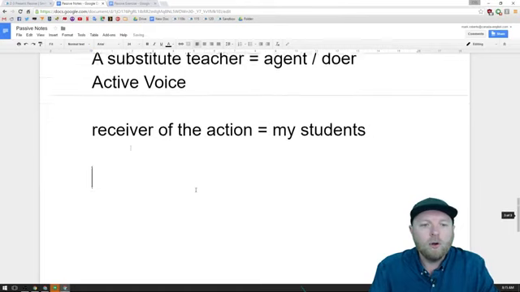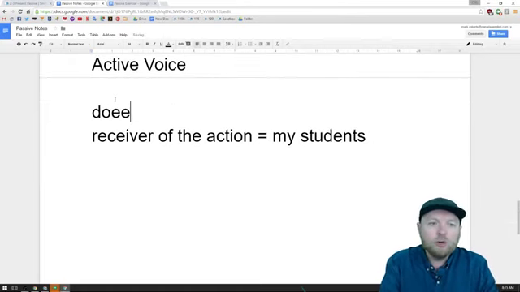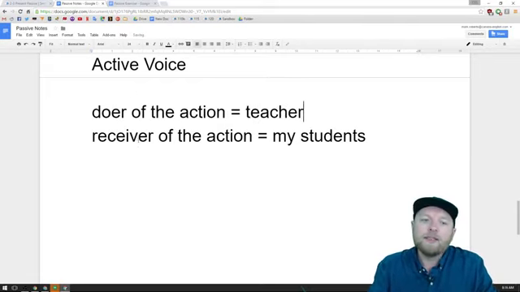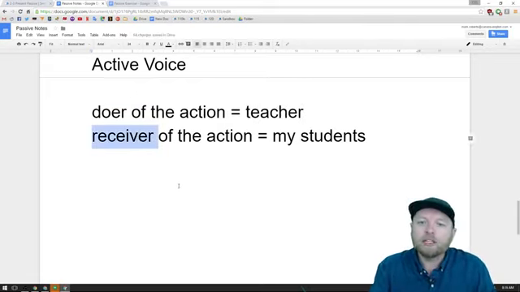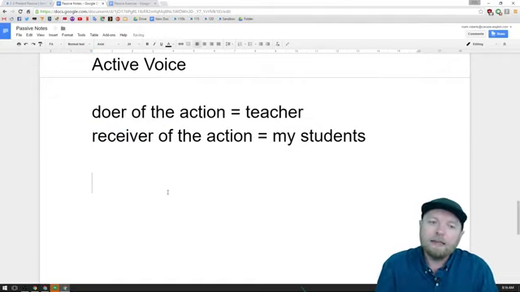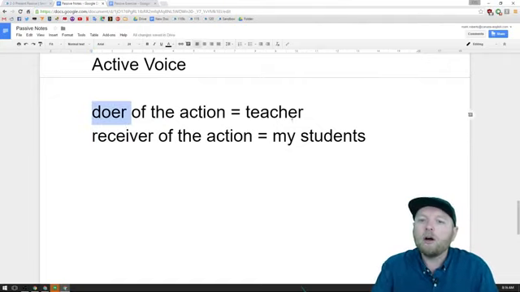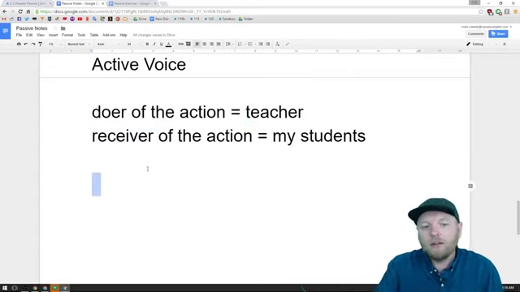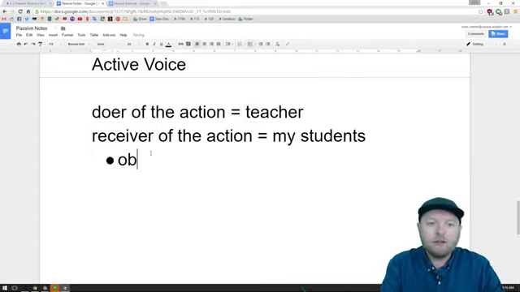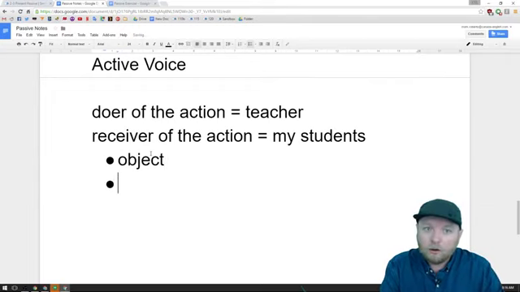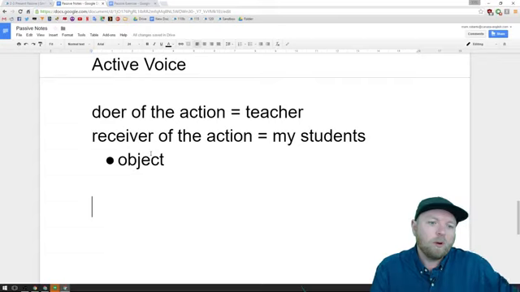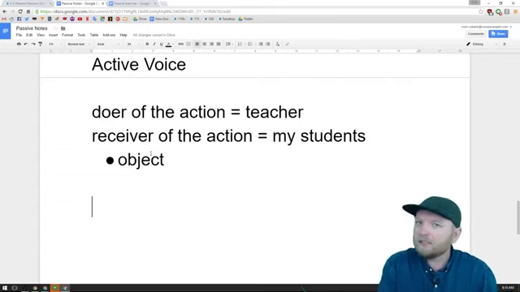So we've talked about the doer of the action is substitute teacher. We'll just write teacher. And the receiver of the action is my students. Now, doer is called the agent. Receiver, what is this called? Well, this is called the object. So, let's look at some more examples of what is a doer and what is a receiver.